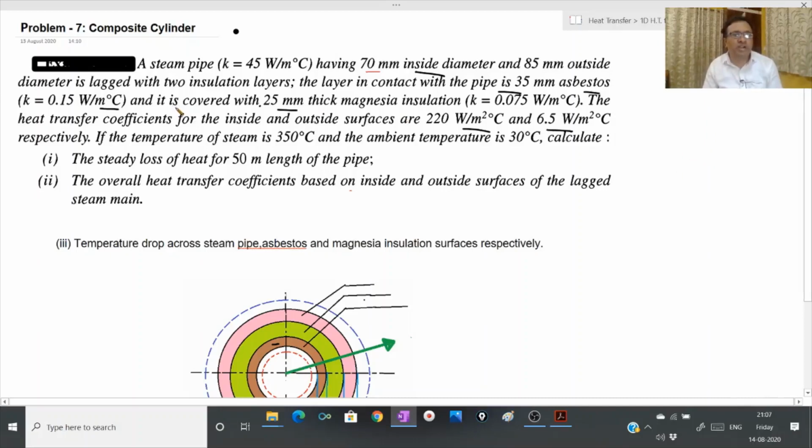If the temperature of steam is 350 degrees Celsius and the ambient temperature is 30 degrees Celsius, calculate number 1, the steady loss of heat for 50-meter length of the pipe. Number 2, the overall heat transfer coefficients based on inside and outside surfaces of the lagged steam main. And number 3, temperature drop across steam pipe, asbestos and magnesia insulation surfaces respectively.